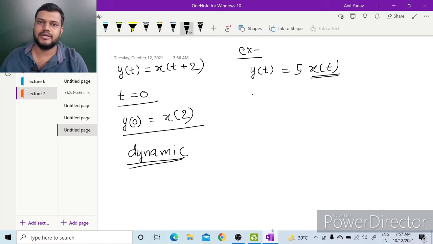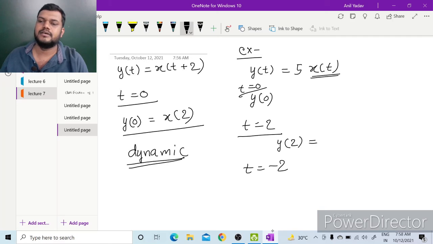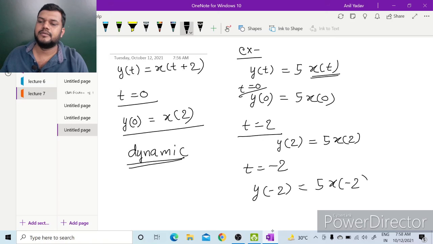So we can take three values: y(0) at t equal to 0, at t equal to 2 and at t equal to minus 2. So at t equal to 2, y(2) will be 5x(2). y(0) will be 5x(0) and y(minus 2) will be 5x(minus 2), means present output is depending on present input only. So the system is static.